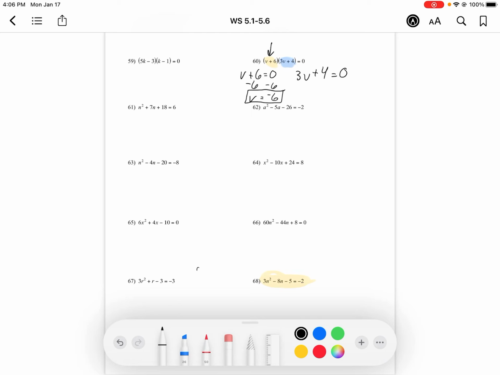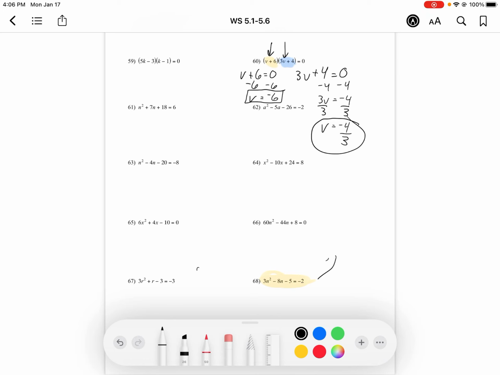What about the blue factor? What makes that value equal 0? It's not going to be -4 because of that 3 in front of the v. 3v equals -4, so v would be -4/3. If you plug in -4/3 here for v, multiply it by 3 and add 4, you would get 0. 0 times the yellow would equal 0. So those are our answers.